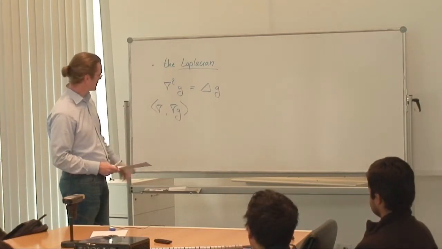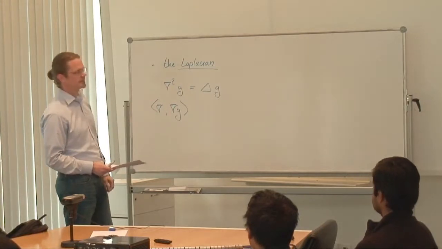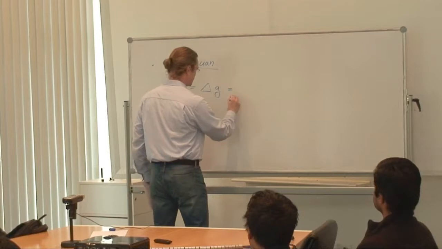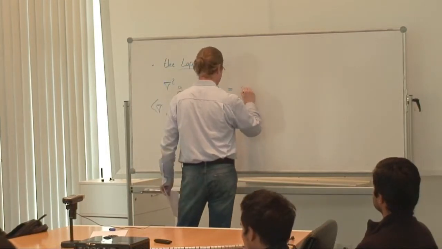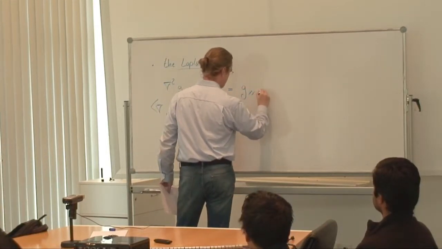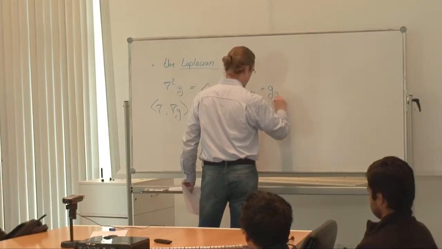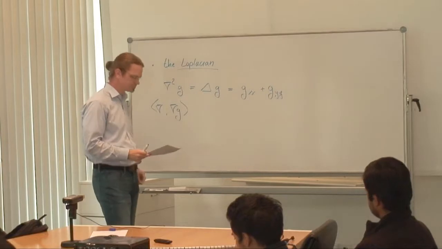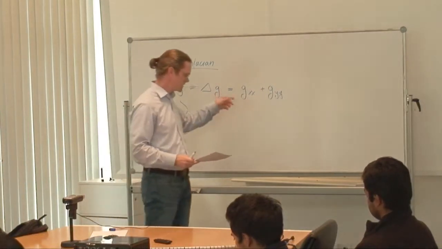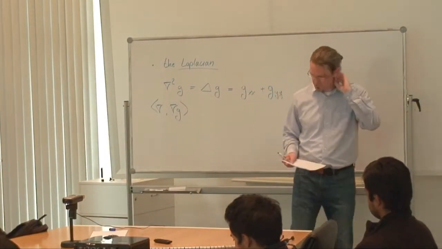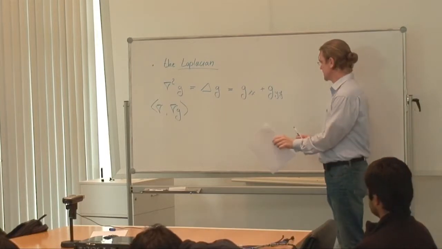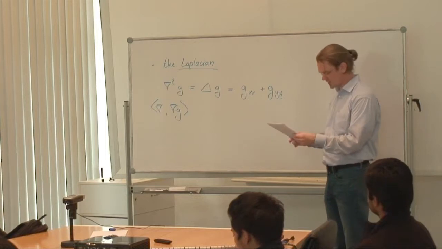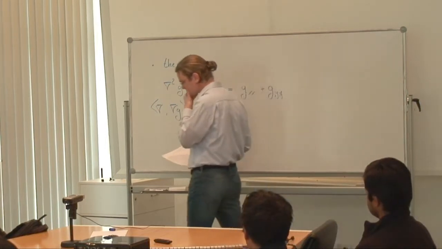And if you do not like this idea where it comes from, then let me just tell you, if you compute this, what you find in the end, that this is just gxx plus gyy, where this is supposed to be the second derivative of g with respect to x, and this is the second derivative of g with respect to y. We have to add that.